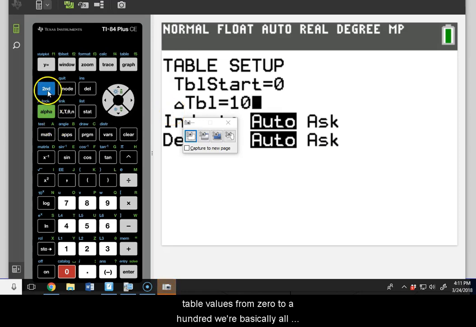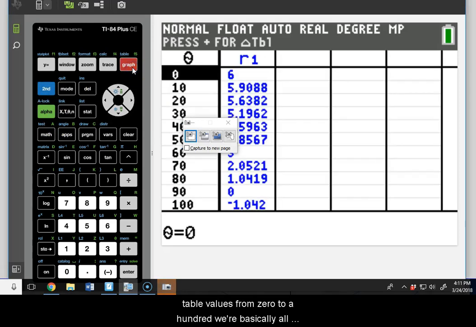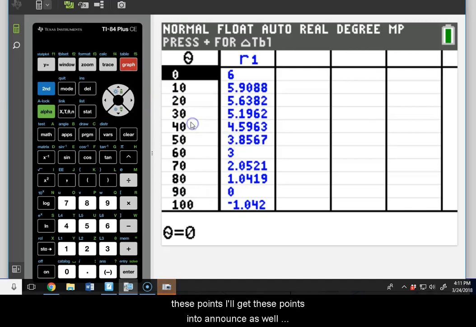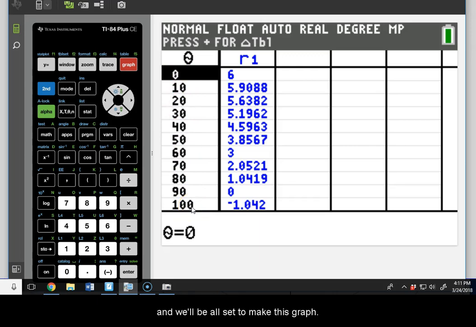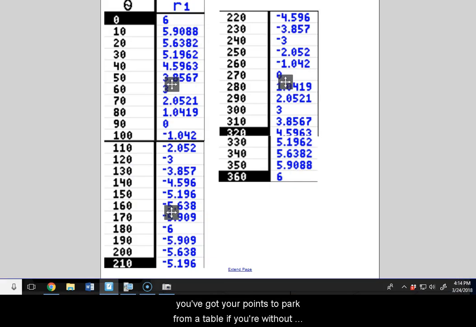And now we'll go into our table. So we'll hit second, graph, see the table, and now we see all the table values from 0 to 100. And we're going to basically plot all these points. Okay, so I'll get these points into our notes as well, and we'll be all set to make this graph. If you have your own graphing calculator, you're all set. You've got your points to plot from your table.